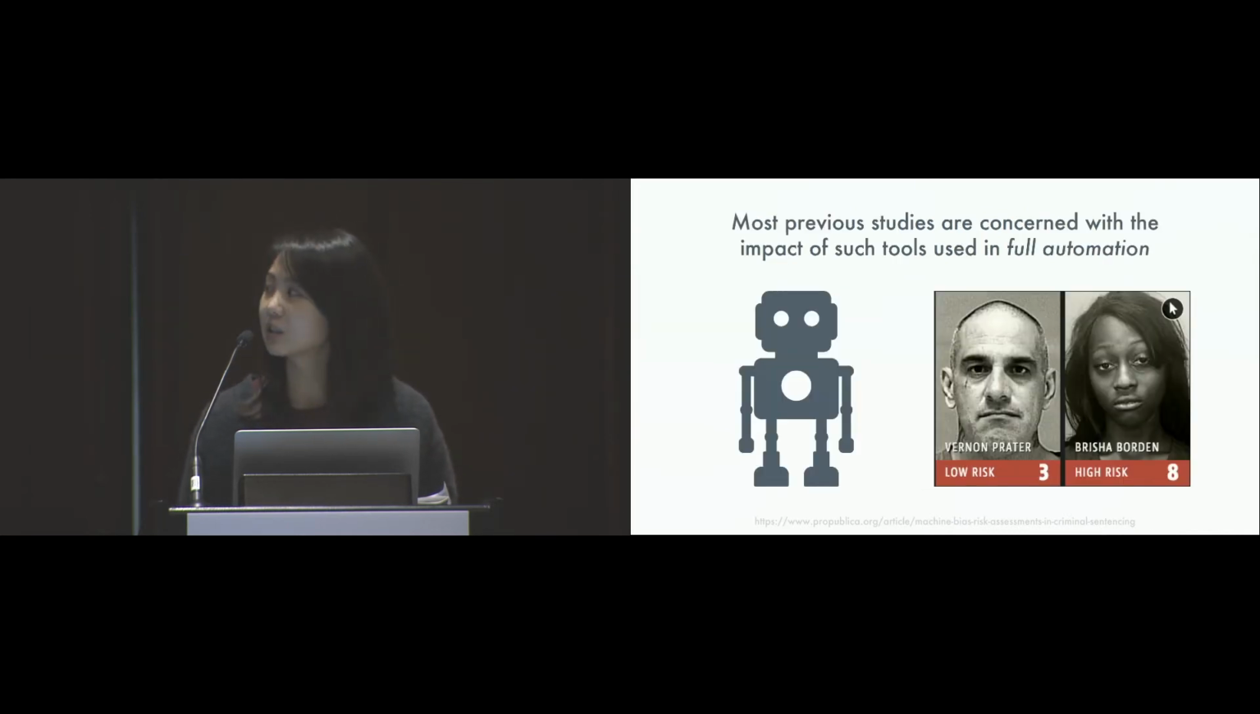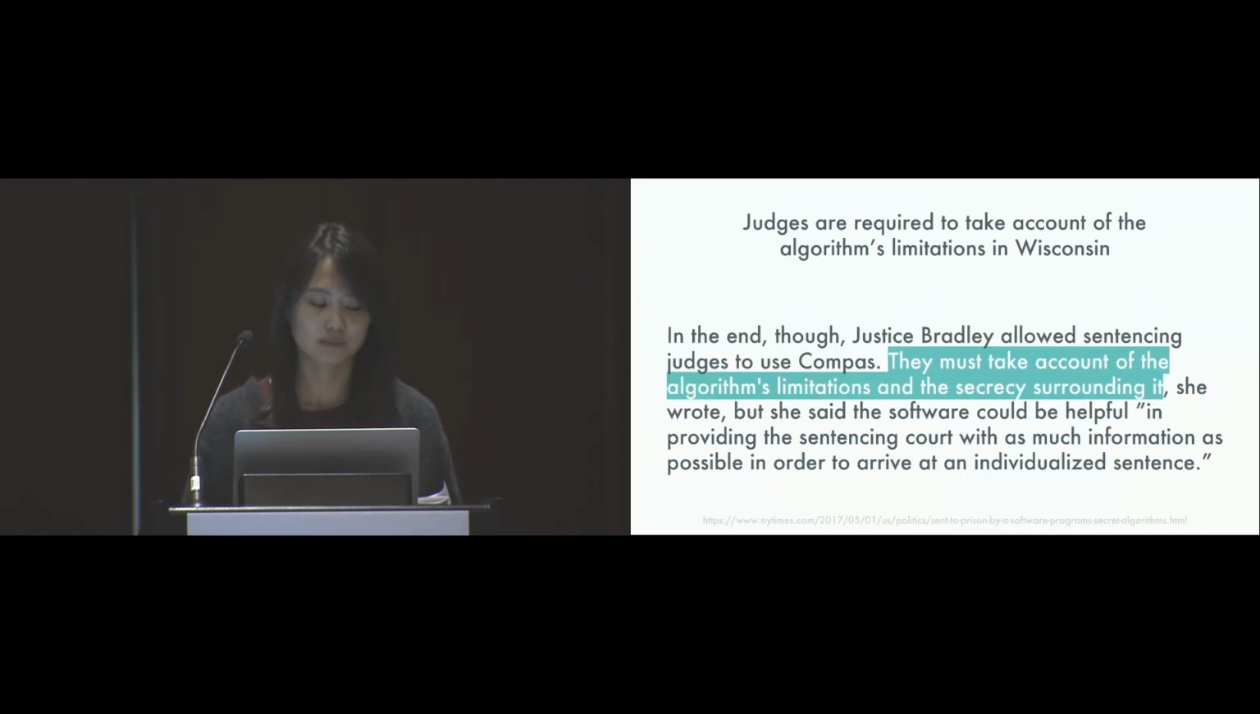Most previous studies assume that these tools, such as COMPAS, are used in real life without any human intervention. As such, they are concerned with the impact of such tools when used in full automation. However, this is not the case in reality. In 2017, the Wisconsin Supreme Court ruled that judges must take the algorithm's limitations into consideration when considering someone's sentence.